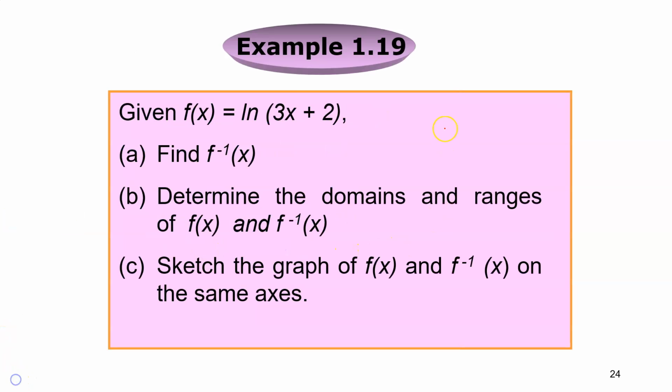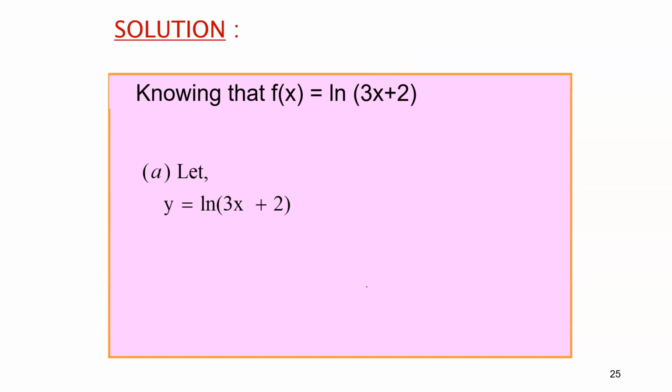Okay? Let's see the first example for the logarithm function. Now we have natural log. Given the function f(x) equal to ln(3x + 2). So first you need to find the inverse function. So it's up to you whether you want to use the formula or the substitution method. And then for b, determine the domain and range of the original function and the inverse function. And then last but not least, you need to sketch the graph of f(x) and f inverse on the same axis. So let's see the solution.